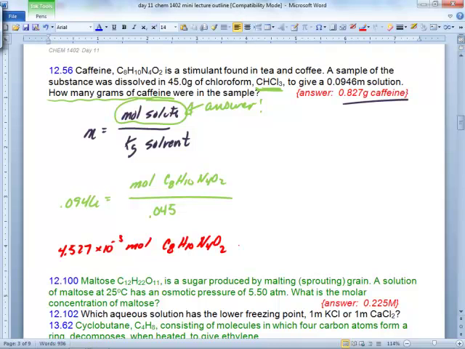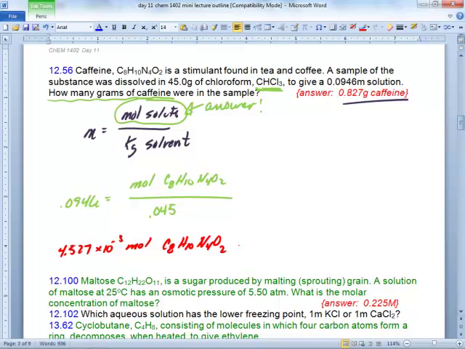Lauren, did you get this many moles for the stuff? Did you get that far? Mari, did you get that for the moles? 4.527 times 10 to the negative 3.